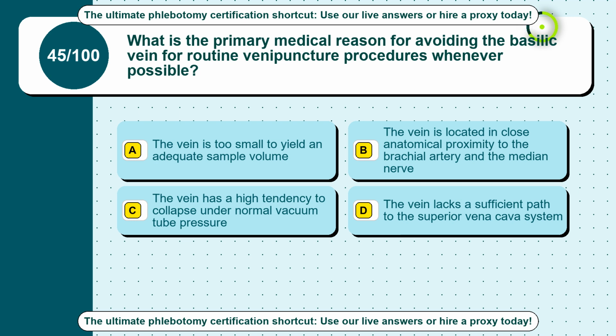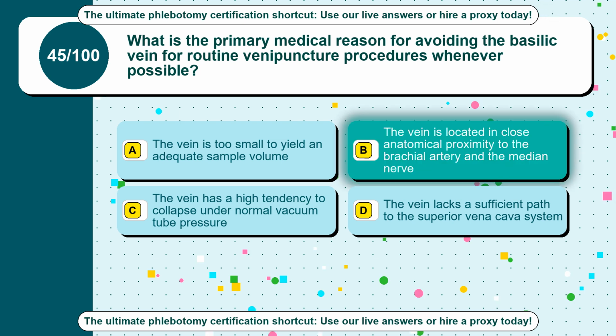The vein is too small to yield an adequate sample volume. Option B. The vein is located in close anatomical proximity to the brachial artery and the median nerve. Option C. The vein has a high tendency to collapse under normal vacuum tube pressure. Option D. The vein lacks a sufficient path to the superior vena cava system.